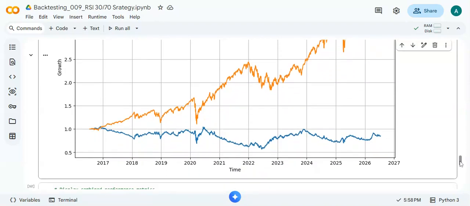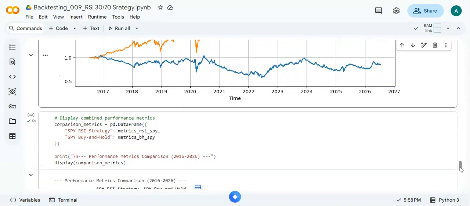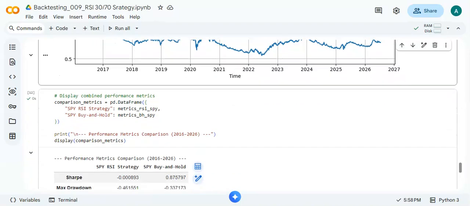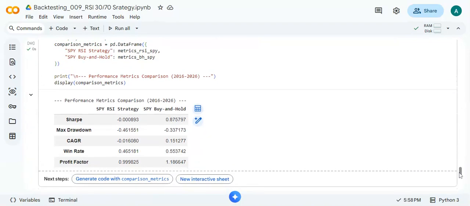Now we can jump into the key metrics to show clearly, not only in graphical visualization but in hard numbers, what we have. We have these two strategies and 5 metrics. On Sharpe ratio, the winner is clearly the buy and hold strategy. For maximum drawdown, again the minimum drawdown is for the S&P 500 buy and hold strategy. For compound annual growth rate, buy and hold wins with 15% over time, relative to negative 1.6%.